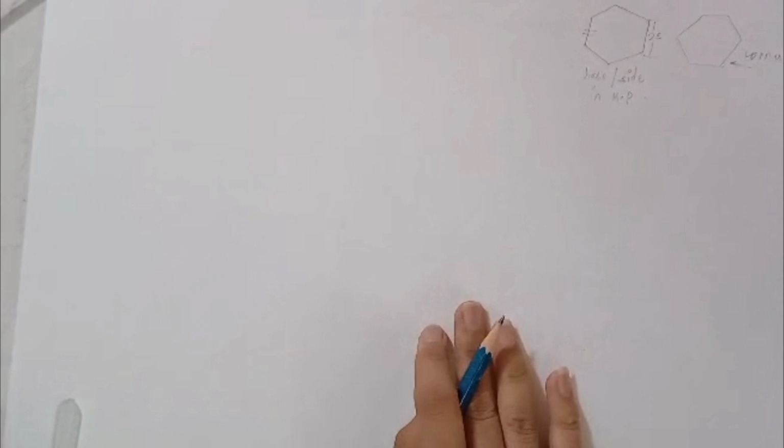So firstly, we have cleared with the two things over here. First one, that the true shape of the hexagon will be below the XY plane, as the one of its side is given in HP, and the second thing over here, which is based on the shape of the hexagon. Let's start with the construction of hexagon.